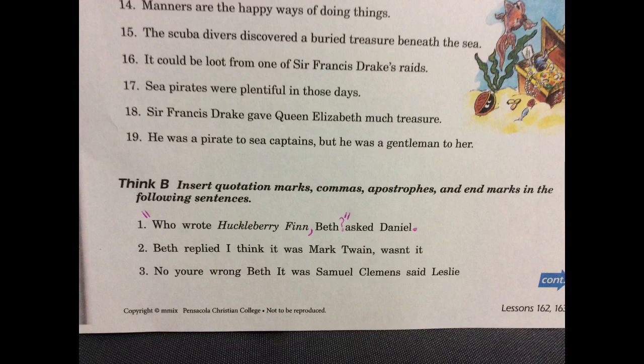Then we also have something unique. He's talking to somebody, so that's a direct address. How do we separate the direct address in a sentence? We use a comma. So you should be putting a comma after Finn and before Beth. Now take a look at the end of our sentence. This was a question, but it was also a sentence saying that Daniel asked that question. So at the end of the sentence, you need to put a period. Awesome. So this is number 1 on Think B. Now going forward, you're going to complete 2 through 10 on your own.